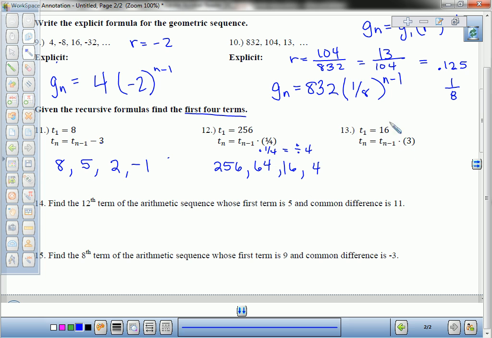All right. Now, is the next one arithmetic or geometric? This is geometric. So you try number 13. You got it.